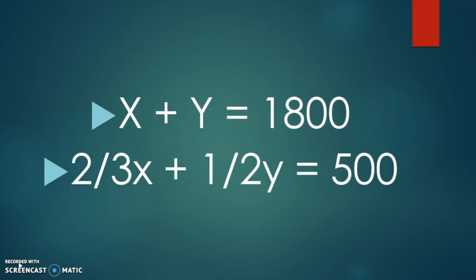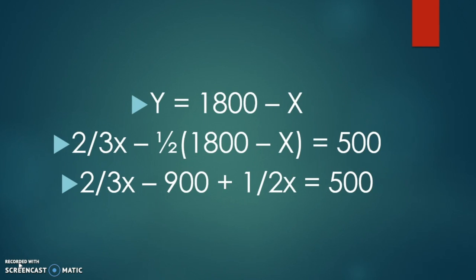So we start with our equation, x plus y equals 1,800. And then we also have our equation of 2/3 x plus 1/2 y equals 500. And now it's talking about the gallons per field that he got. And then what we can do is manipulate to solve for y. So y equals 1,800 minus x.